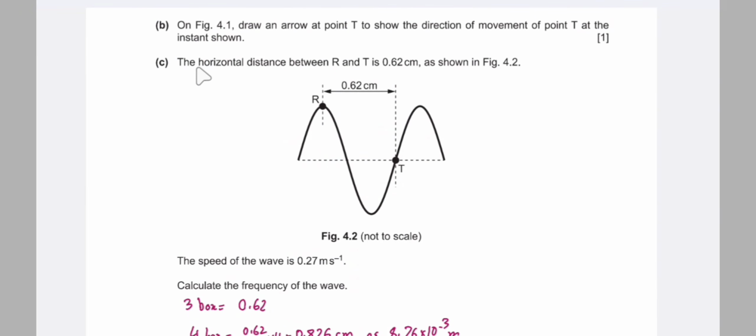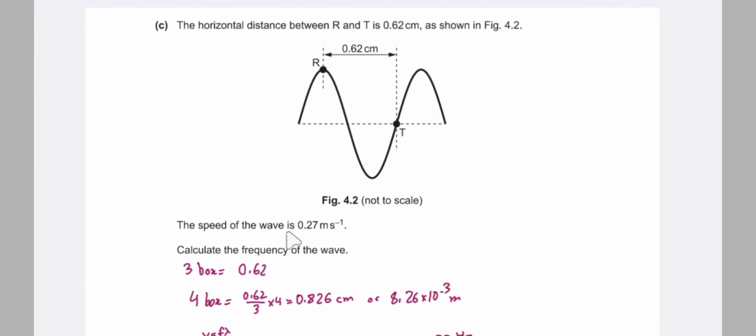Then the horizontal distance between R and T is 0.62 centimeter, as shown in figure 4.2. The speed of the wave is 0.27 meter per second. Calculate the frequency of the wave. So we need to find the frequency.